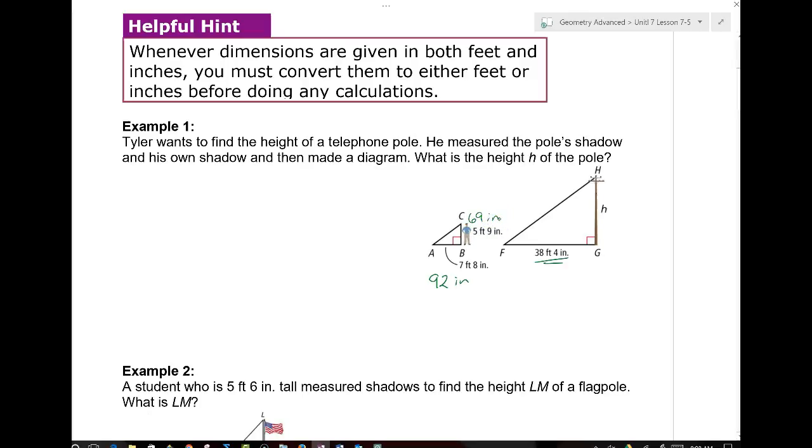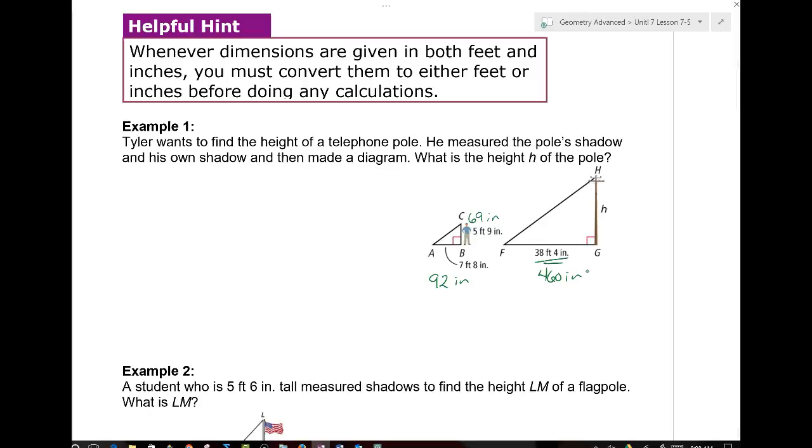So I have 38 feet 4 inches is the length of the pole shadow. Please do that one for me real quick. 38 times 12 plus 4. 460 inches. Now do I have everything in inches so I can go ahead and calculate it real fast?